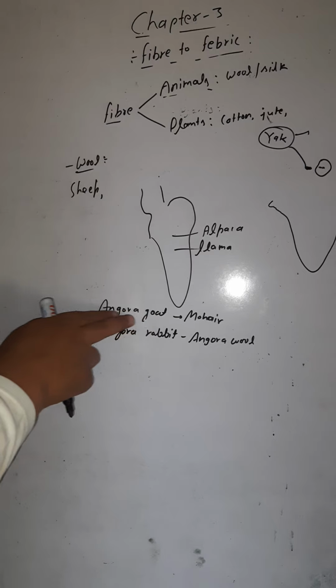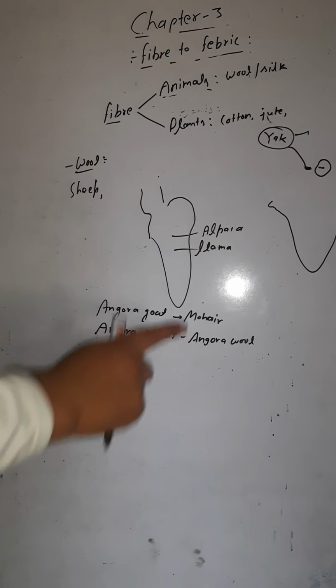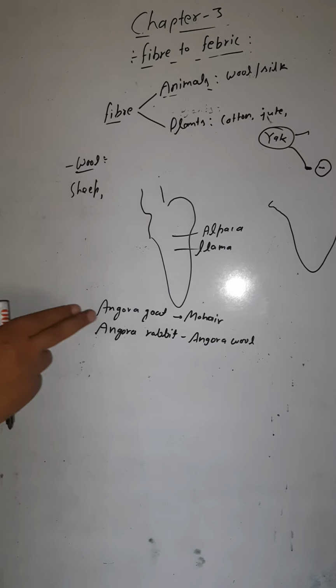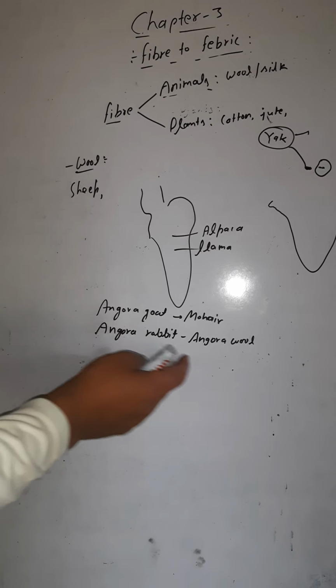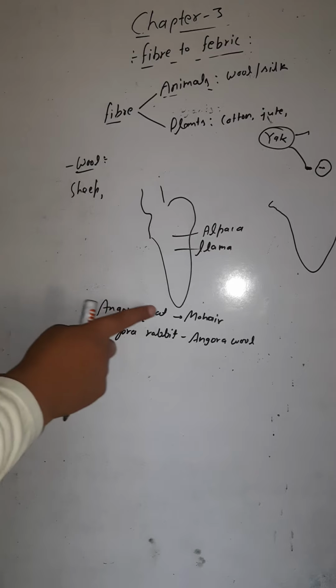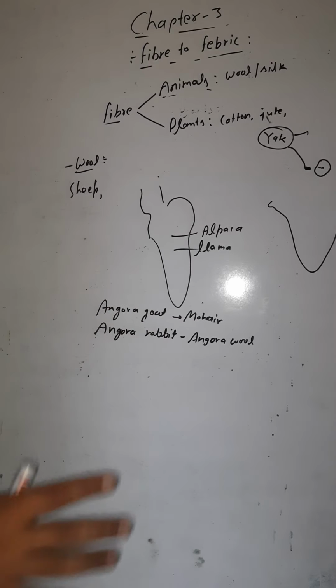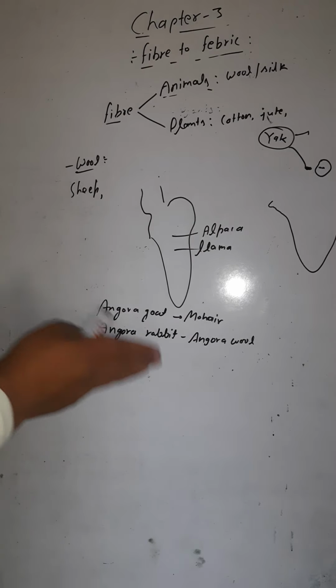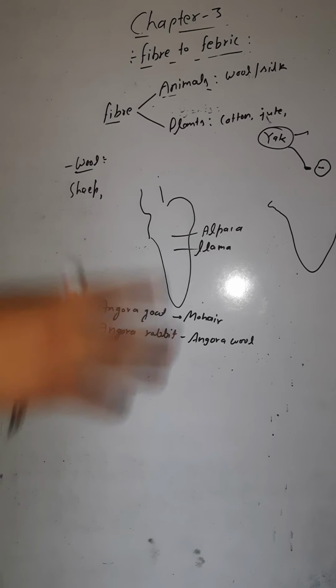We are getting from the Angora goat the mohair wool. Okay, mohair fiber or wool, whatever you say. And from the Angora rabbit we are getting the Angora wool. That you have to remember, both are Angora. But the mohair we are getting from the Angora goat, and the Angora wool we are getting from the Angora rabbit. That you have to remember.